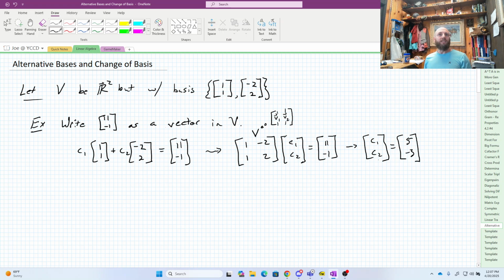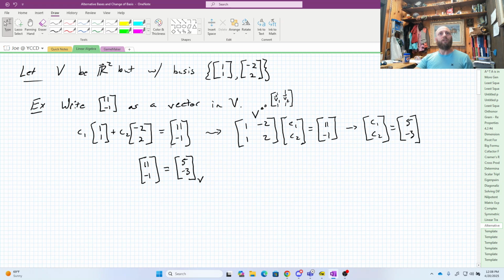So what that means, in summary, is that (11, -1) as a vector in standard R2 is equal to (5, -3), but written in V. So that's really all there is to this. Let's try this again.